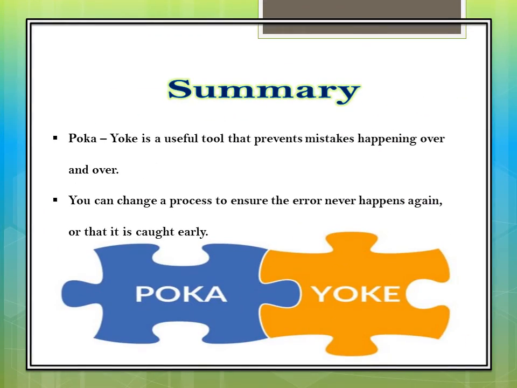Summary of the Poka-yoke: as humans do make errors from time to time, it's useful to have a tool that prevents frequent occurrence of mistakes happening over and over. So using a Poka-yoke, you can change the process and ensure that the error never happens again. So next time you consider that a process could be improved, either at home or in the workplace, consider ways you might go about introducing a Poka-yoke.